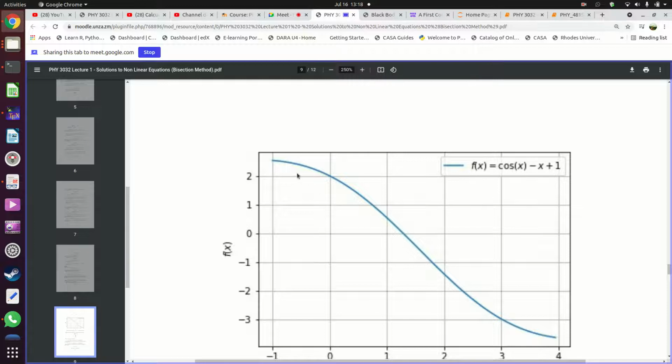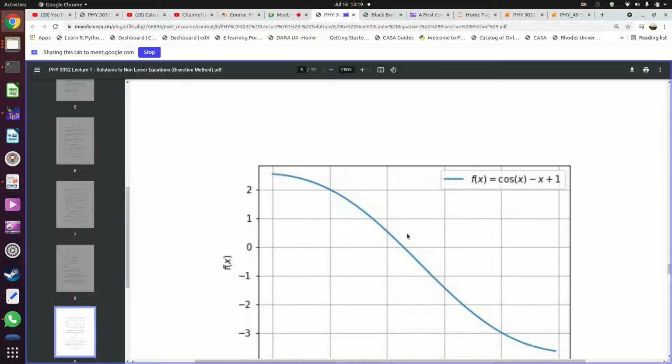In our case here, with the help of this graph, we can see that at f of a, which is f of 0, our function is 2, so it's positive, and at f of b, which is 3, our function is negative. So in this bracket, our function has crossed the x-axis.